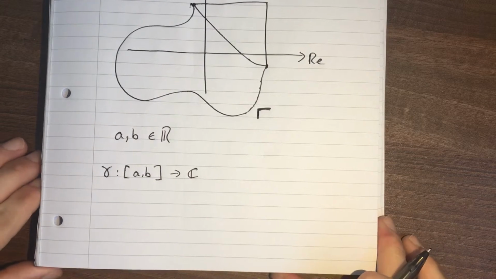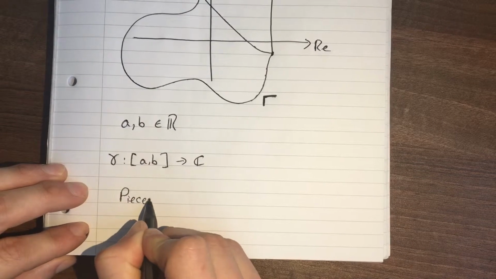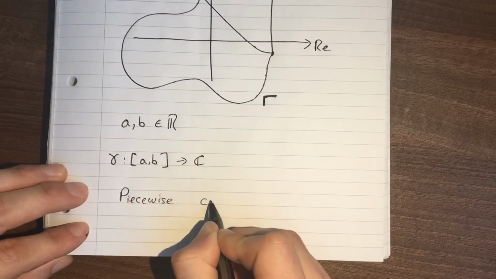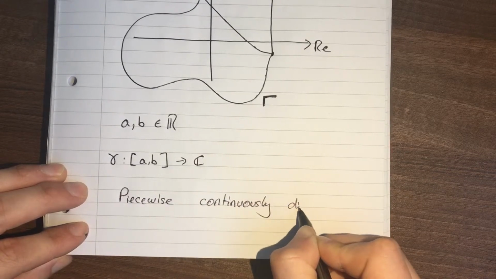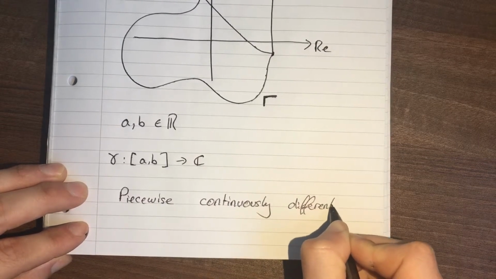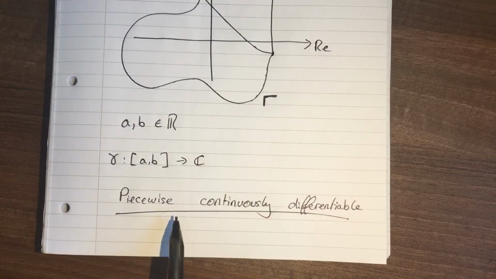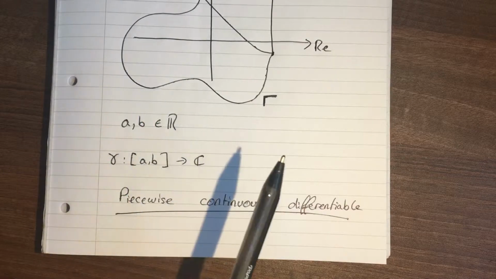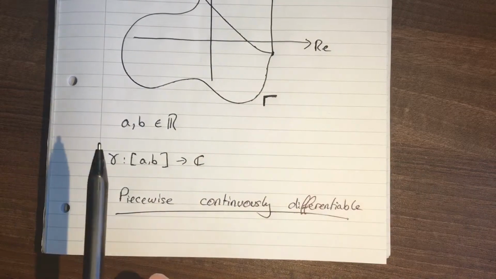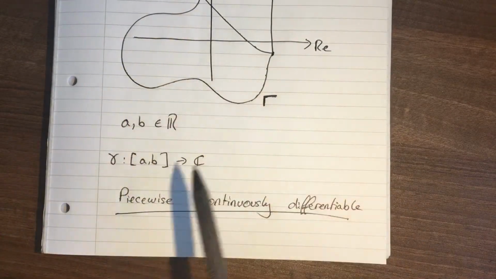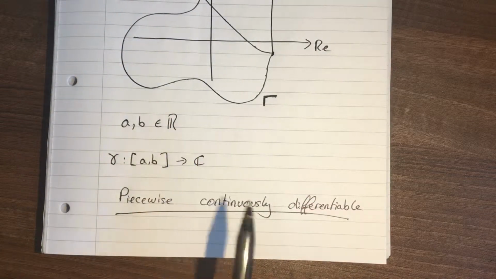So what are the restrictions on gamma? Gamma has to be piecewise continuously differentiable. And this is what's going to allow us to do the integration. So what does this mean? This means that in each of the chunks of gamma, you can differentiate as many times as you want. Basically it means you can have as many corners as you like, as long as it's a finite number. So you can't have an infinite number of pieces, but you can have a finite number of different sections of your curve that are all continuously differentiable.